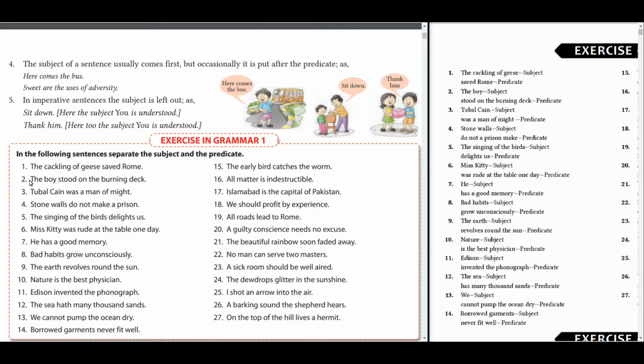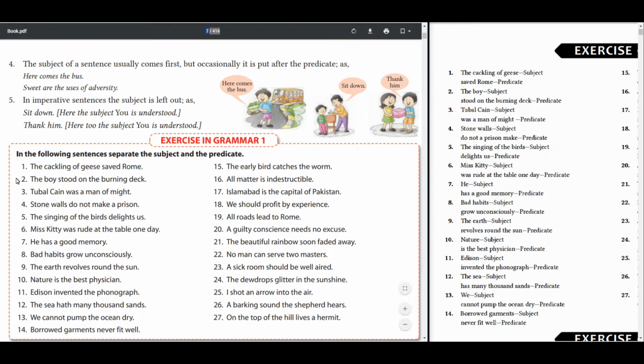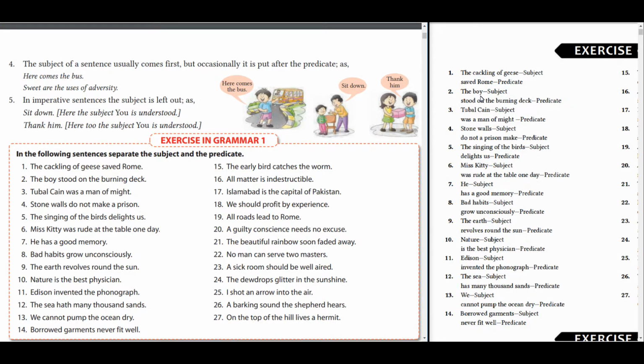Next example. The boy stood on the burning deck. What is the predicate and what is the subject? You know very well: a subject is something that does. Predicate is information, prediction. So the number two answer: the boy is a subject and the rest of the sentence is the predicate. The boy stood on the burning deck. The boy is a subject. Stood on the burning deck is a predicate.